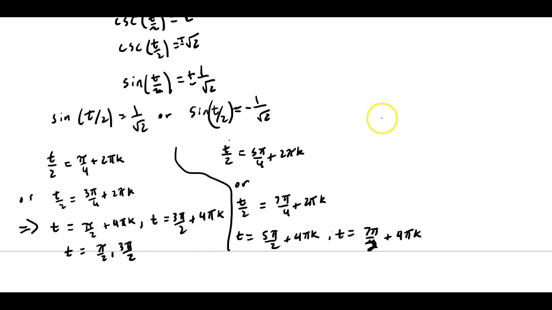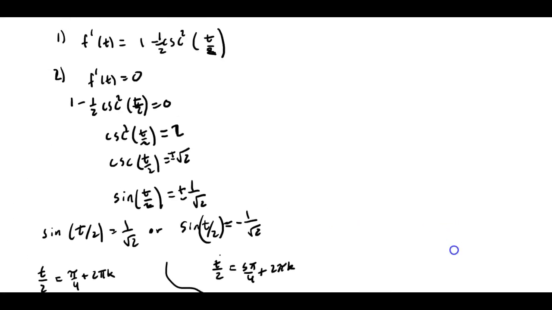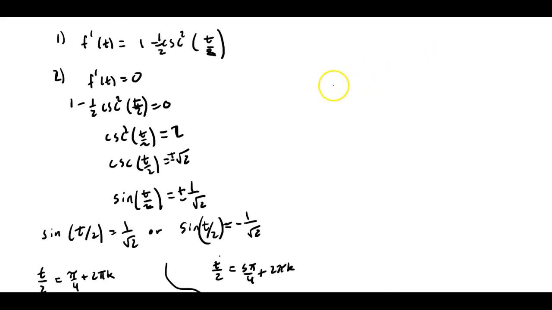Okay, now what we actually have to still check, coming back up here, I want to know when f prime is undefined. Looking at this expression, f prime will be undefined whenever the cosecant of t over 2 is undefined. So when is cosecant of t over 2 going to be undefined? Well, because cosecant is 1 over sine, cosecant of t over 2 will be undefined whenever t over 2 is equal to pi k.